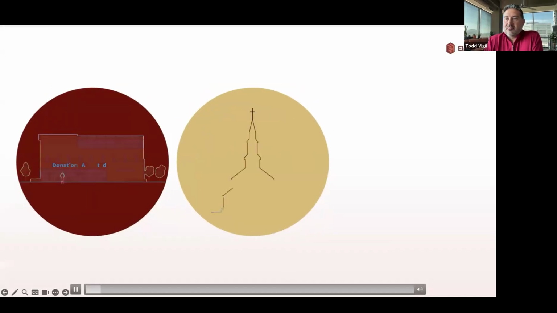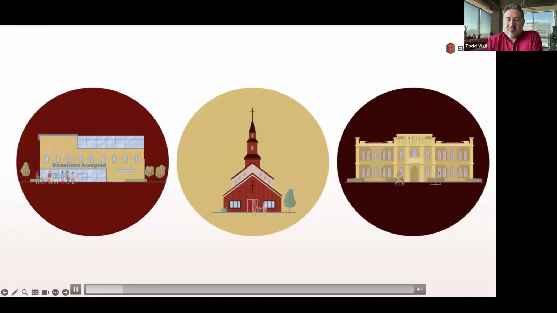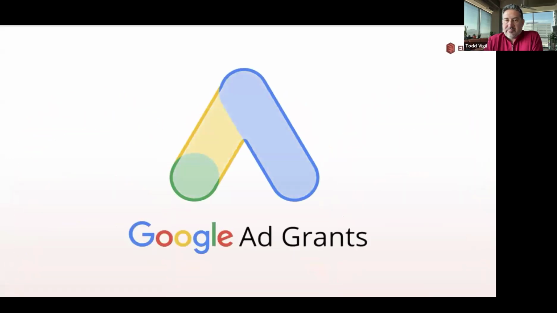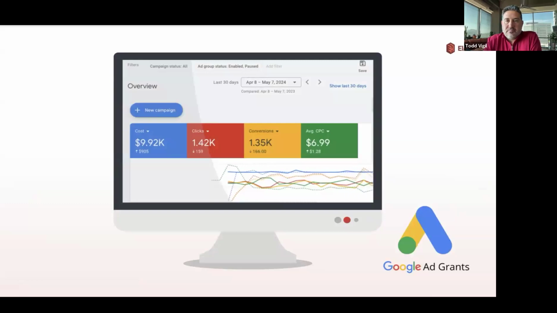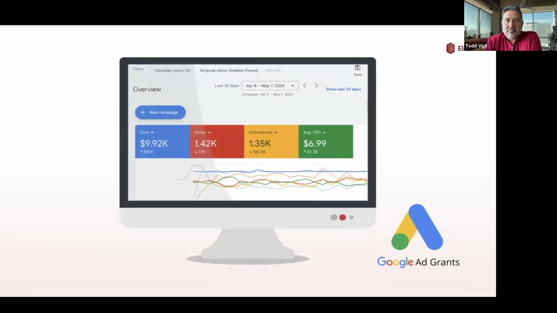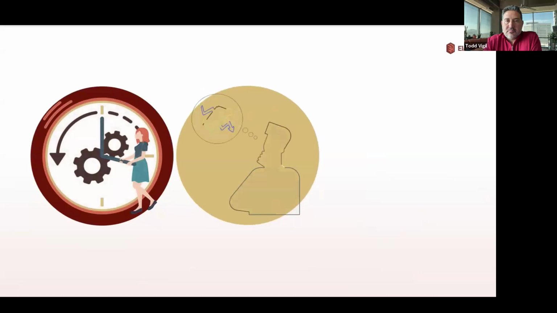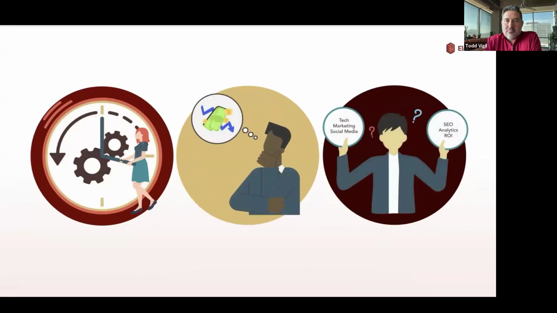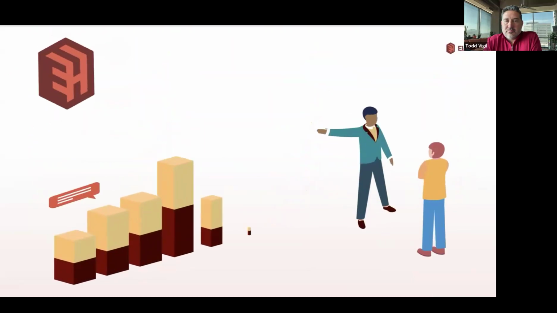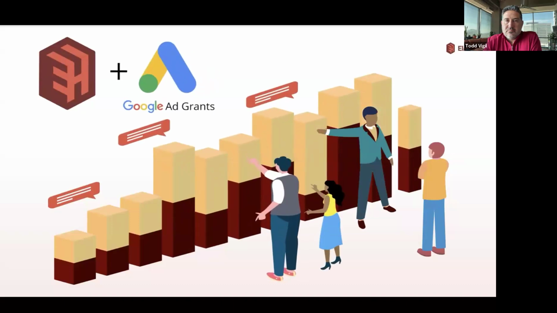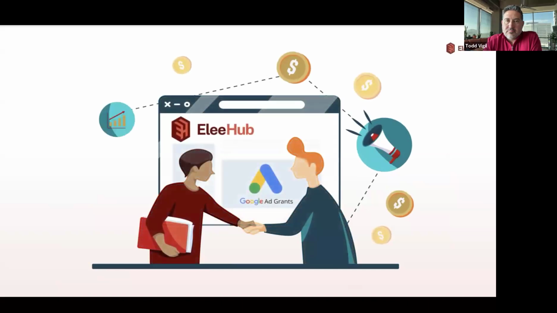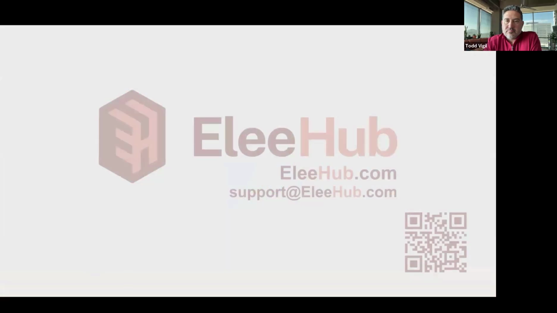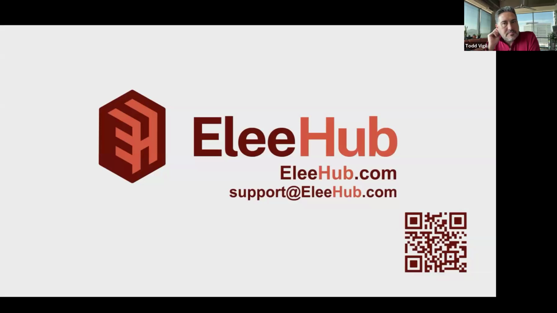As a nonprofit professional, you may be aware of Google's free advertising program, the Google Ad Grant, which provides up to $10,000 monthly in free Google ads. But you're probably not taking full advantage of it because you lack the time, money, or skills to manage these ads effectively. Now you can accelerate your impact with Ely Hub's simple and cost-effective solution, professional ad management services for Google's Ad Grant program at a low monthly rate. For more information, visit elyhub.com or scan the QR code.